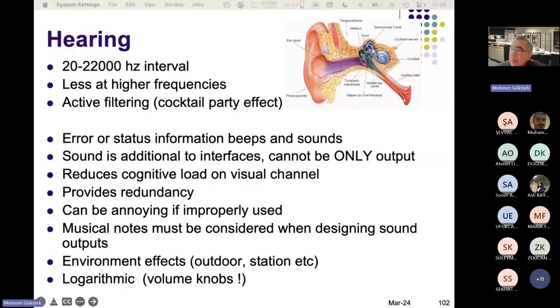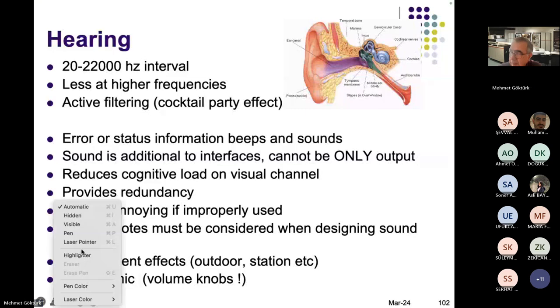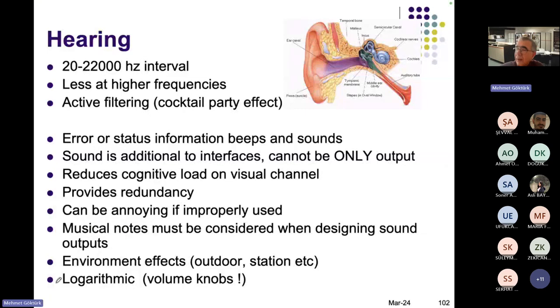So last time we have examined the visual sensory system. We examined Gestalt laws, and today I'm going to continue with memory and other issues that are related to human-computer interaction.